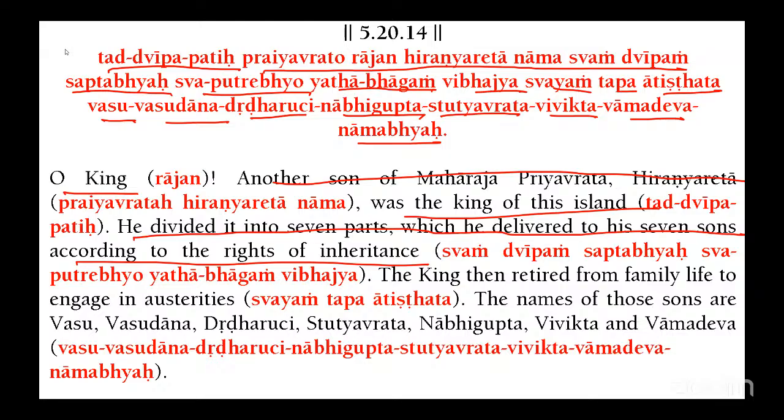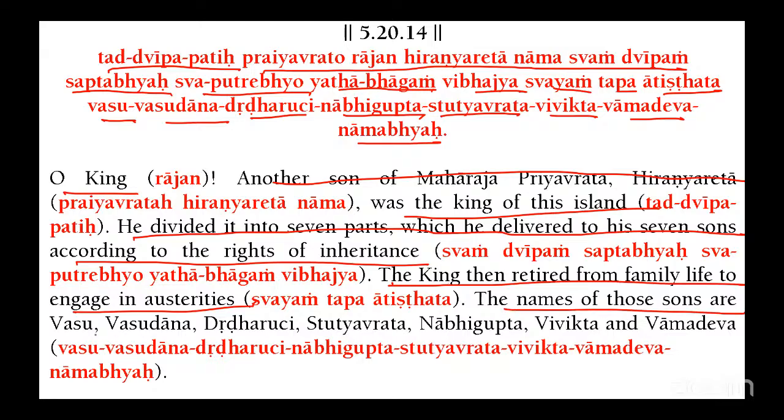There are 7 mountains and 7 rivers, which are called Maryada Giri. Maryada Giri means the mountains which act to divide the island into multiple parts. They act as the kind of boundary mountains. The king then retired from family life to engage in austerities.